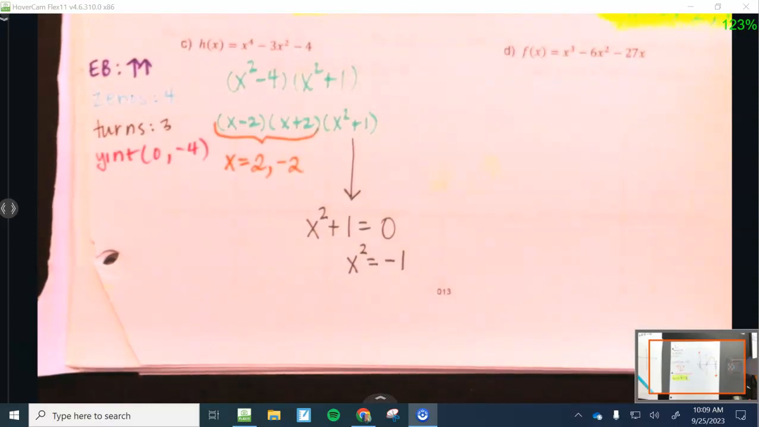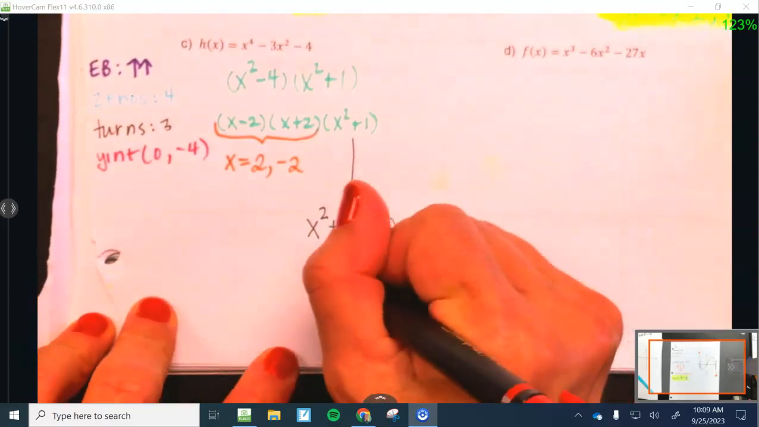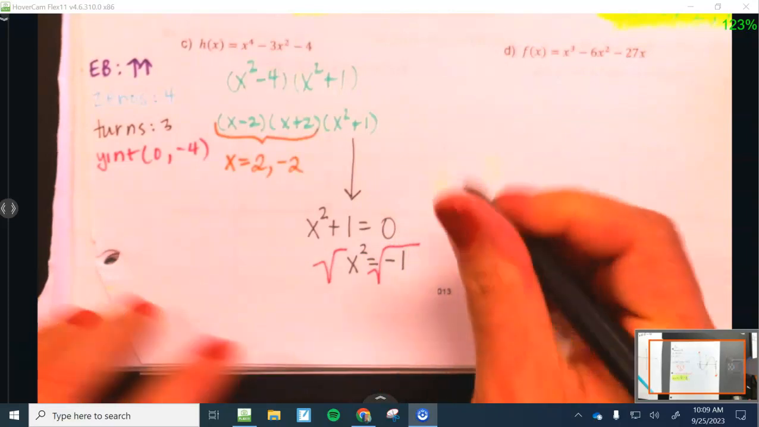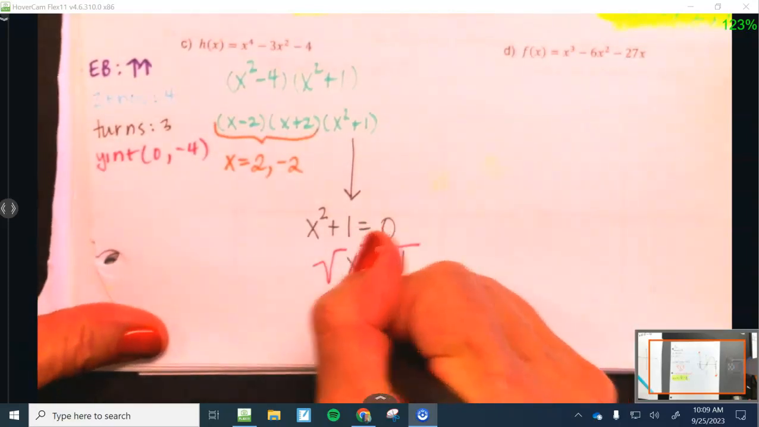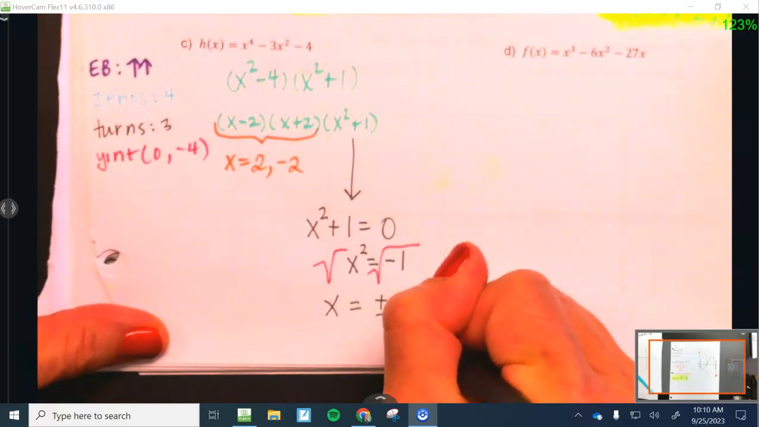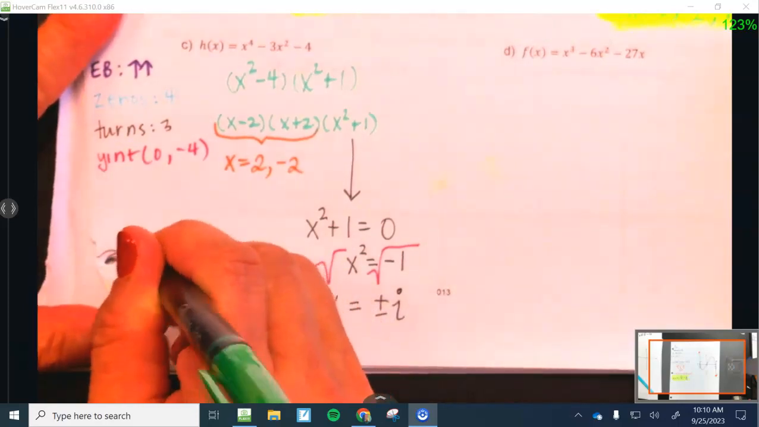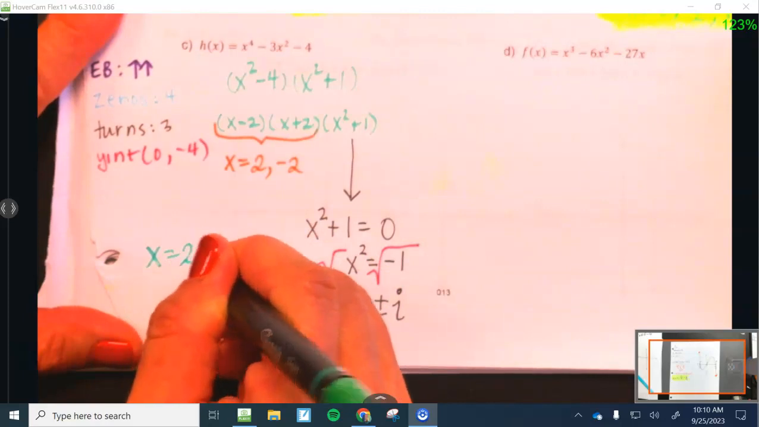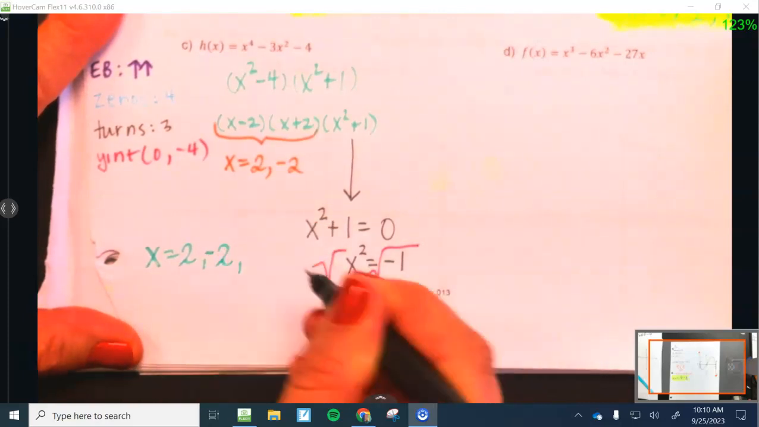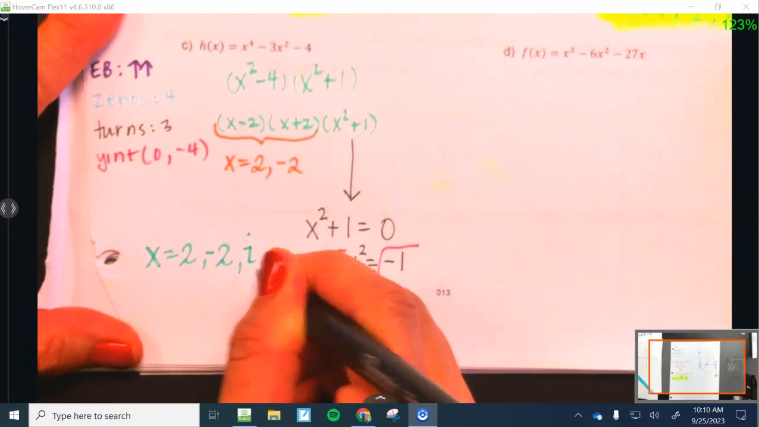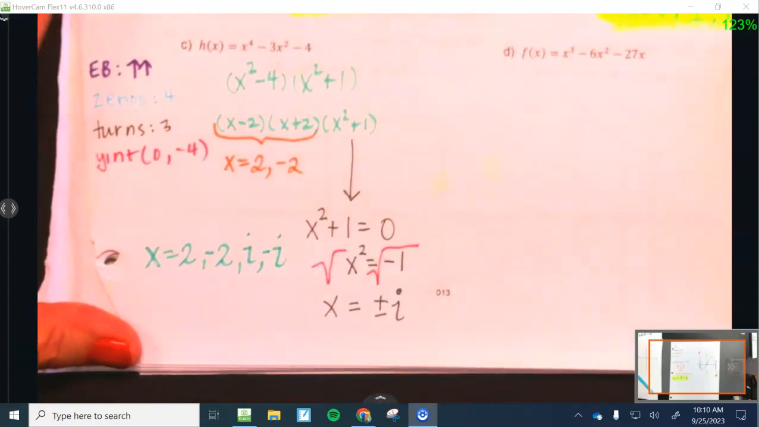Do y'all remember what the square root of negative 1 is? It's i. So I'm about to draw a square root symbol. What else do I draw when I draw a square root symbol? Plus, minus. Yes, yes, yes. So x equals positive and negative i. So what are my answers here? Let me show you. 4 zeros. 1, 2, 3, 4.